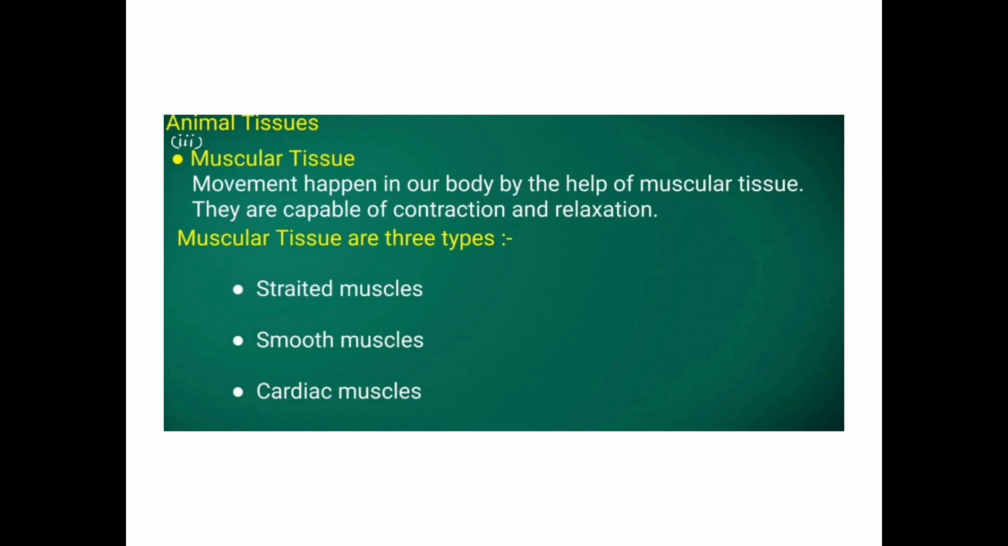Then next one is muscular tissue. So we already discussed fluid tissue also. Now the last one is muscular tissue. The movement in our body happens with the help of muscular tissue. They are capable of contraction and relaxation. We know that muscles are the substance which allow us movement. This is divided into striated, smooth and cardiac muscles.